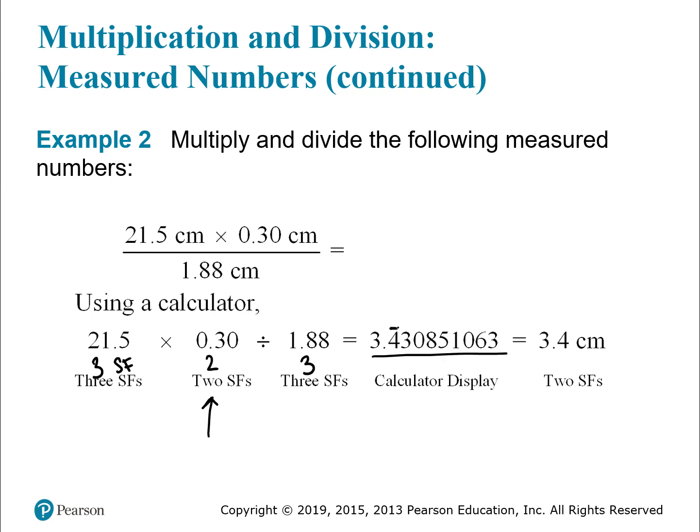So we're looking at retaining the 4 as our last retained digit. To round, you look at the 3 right next to it. It is 4 or less, so you simply drop that 3 and everything else off, and you've got 3.4 centimeters.